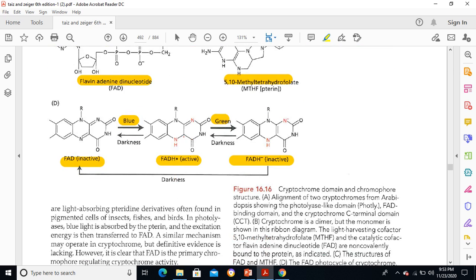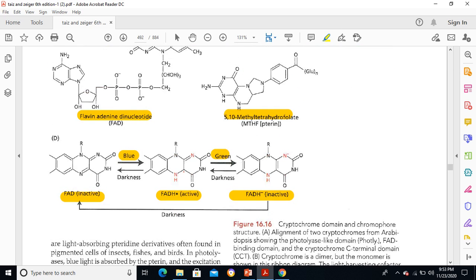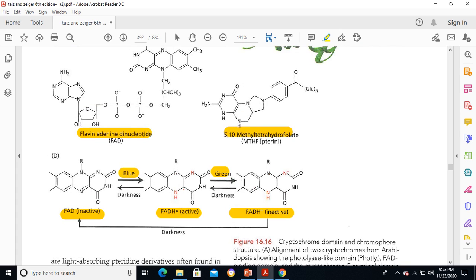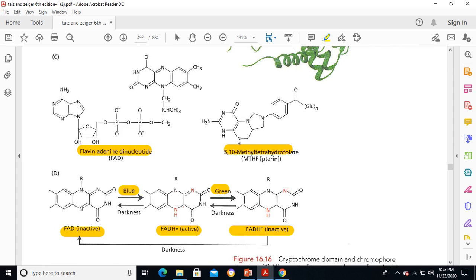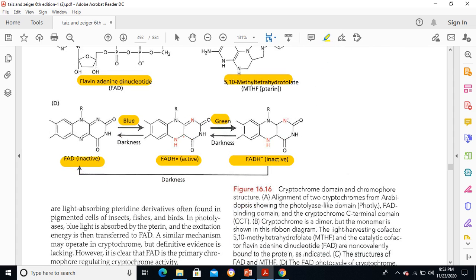Cry2 promotes flowering. So this is the non-protein part, FAD and MTHF. This is the structure of FAD and MTHF. Actually what happens is that usually FAD is inactive. When it gets blue light, this FAD is converted to FADH, the active form. When it gets green light, it is converted to FADH minus, the inactive form.